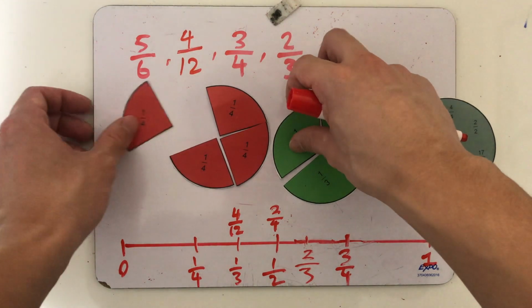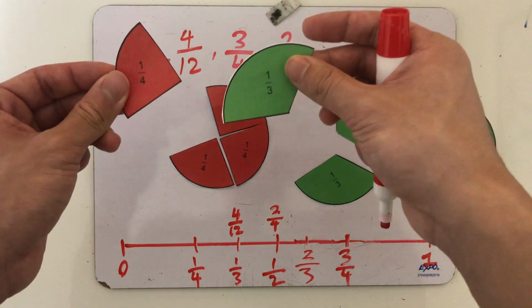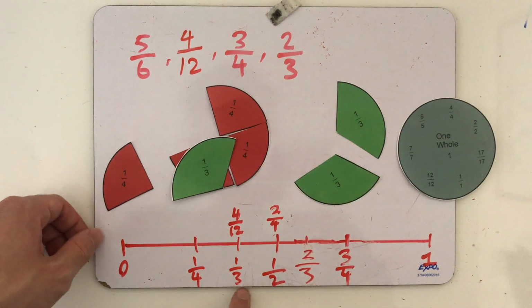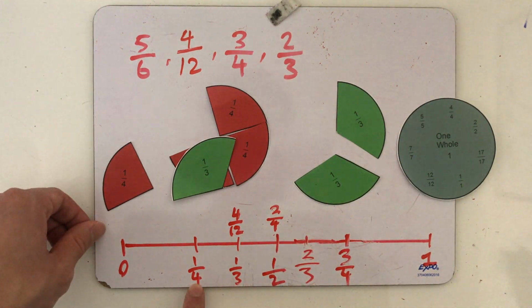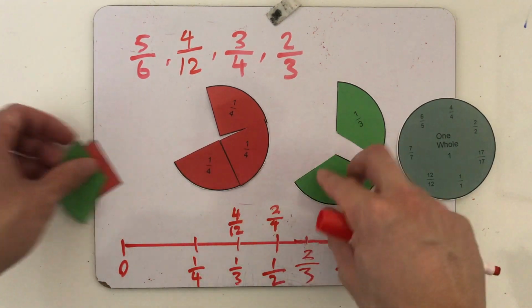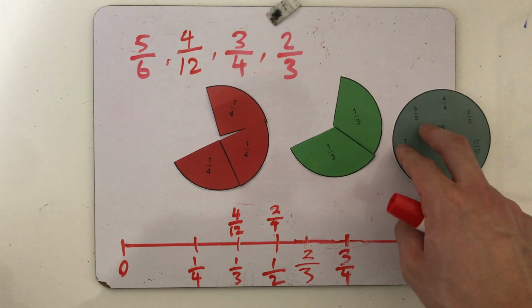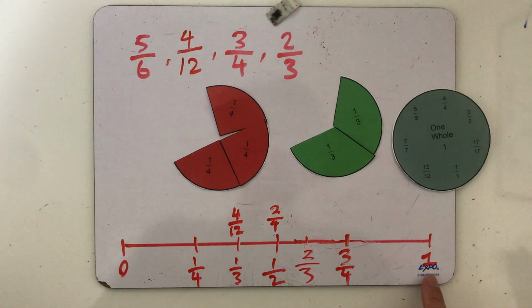Now, let's compare these two pieces, 1/4 and 1/3. 1/3 is greater than 1/4, and we saw that in our number line here as well, which means 2/3 needs a bigger chunk of that circle to create one whole. So it's actually further away from one whole than 3/4 is.